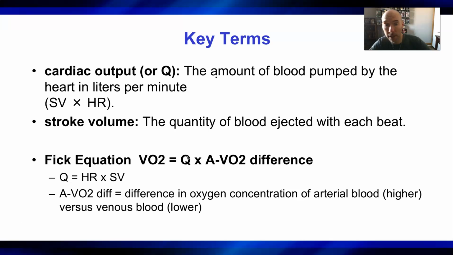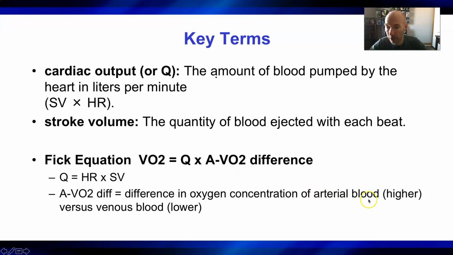Now, the other half of the equation is listed here. So this one looks maybe a little more complicated to you, but it's actually pretty simple as well. It's the AVO2 difference. And what that means is A stands for arterial blood. V stands for venous blood. And what we're looking at is the difference in the oxygen concentration between the arterial blood and the venous blood. Now, think about it for a second in your head. Which side should have more oxygen in it? The arterial or the venous?